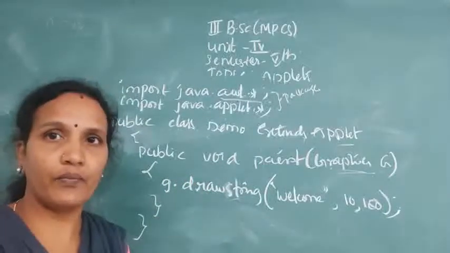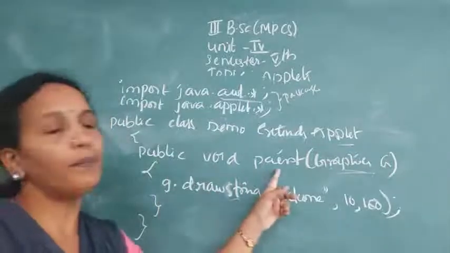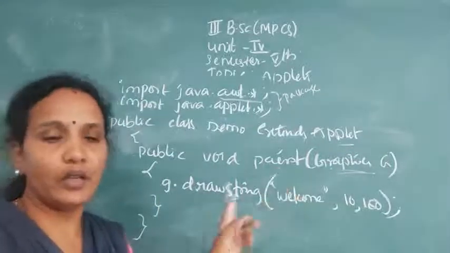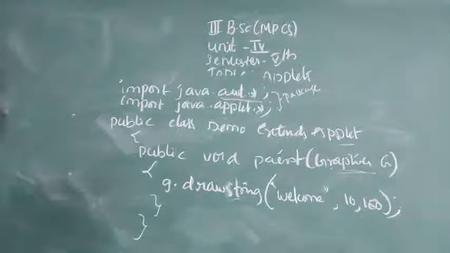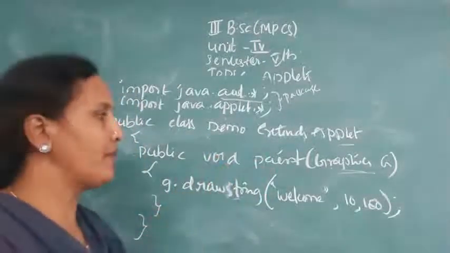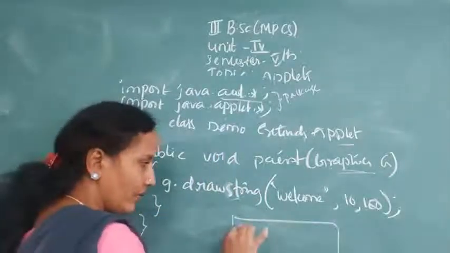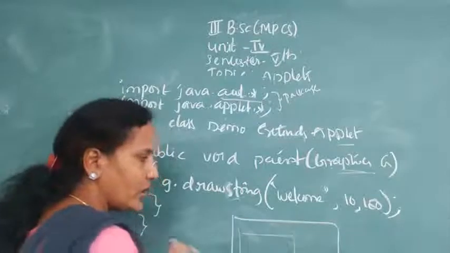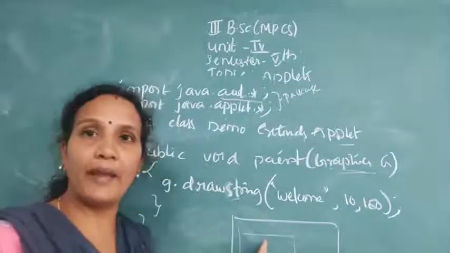Understood? The next one is, as you already know, in an applet program there is no main method. Instead of the main method, what we are using here is the paint method. What is the use of the paint method actually? Example, this is a browser. On the browser window, we need this much area to print something. Actually, this area is nothing but the Java program execution area.